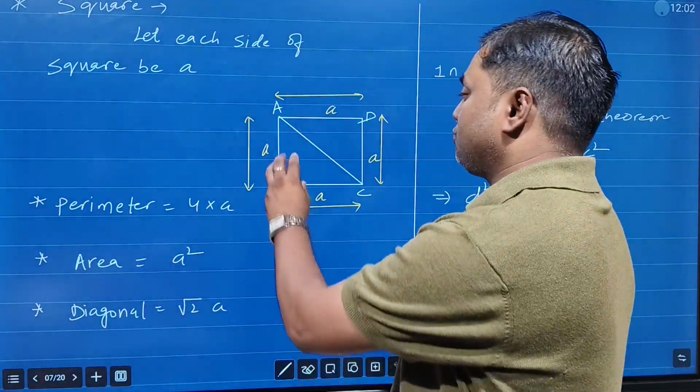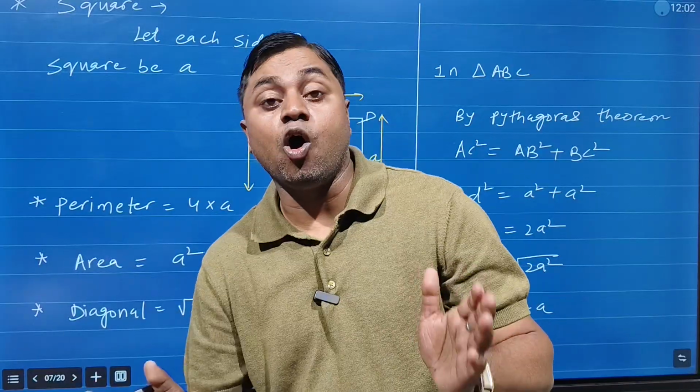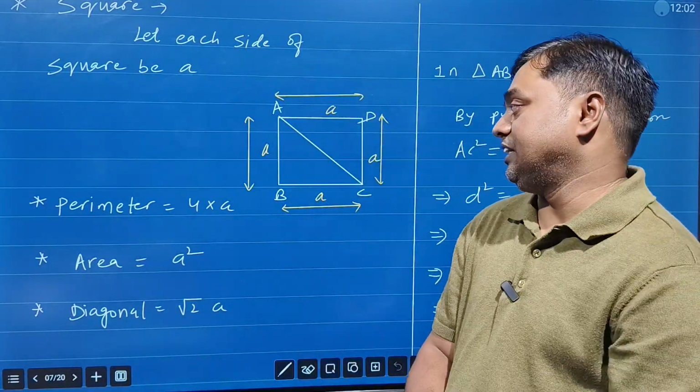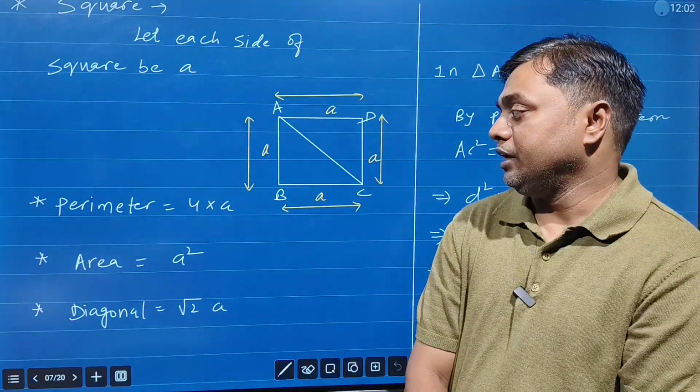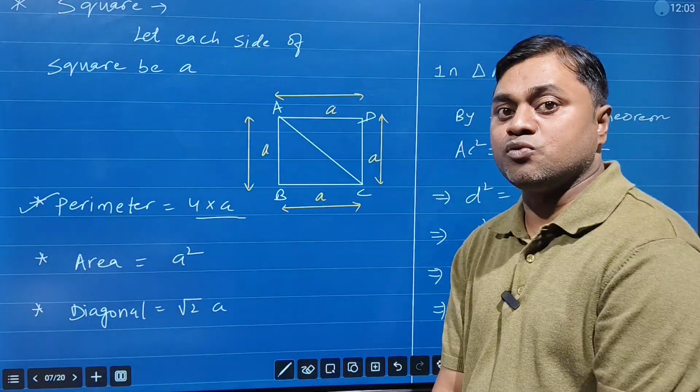Next, the square. Consider a square of side A. Now what is a square? A square is a quadrilateral in which all sides are equal and each angle is 90 degrees. Diagonals are also equal. So to find the perimeter, what is the formula? 4 times A, that is 4 times the side.